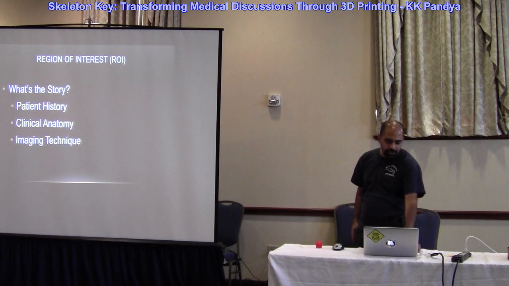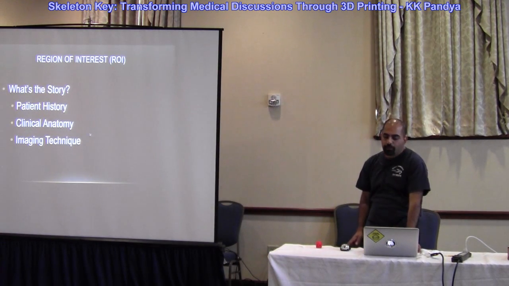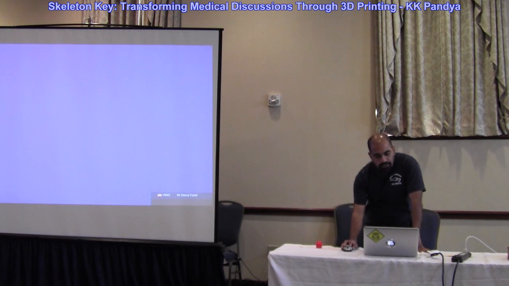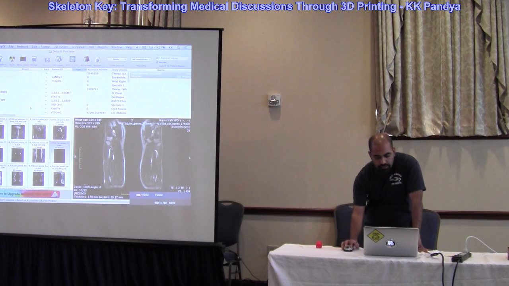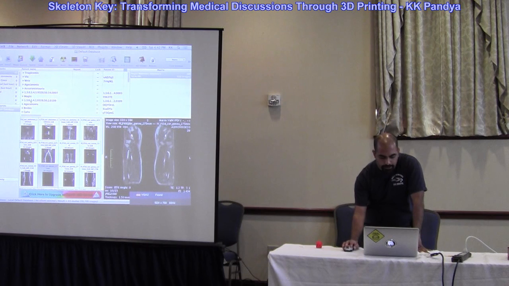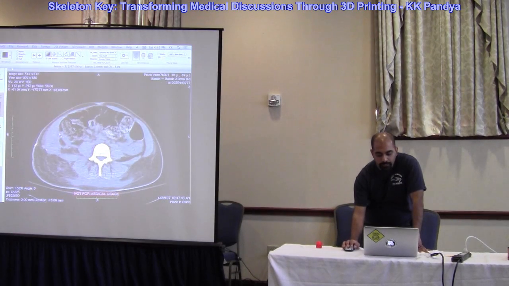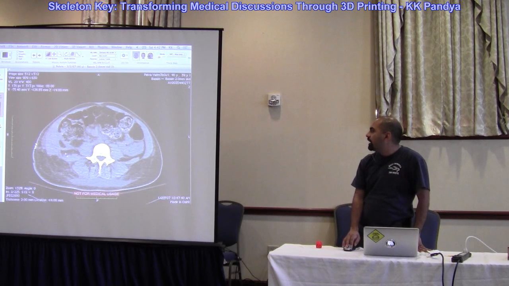So when defining a region of interest, it's always about trying to figure out what story you are trying to tell. So wait for this to resync. In Osirix, again, this looks very similar to any workstation I'd be using in a clinical environment. And knowing what story you're trying to tell is important when building something.